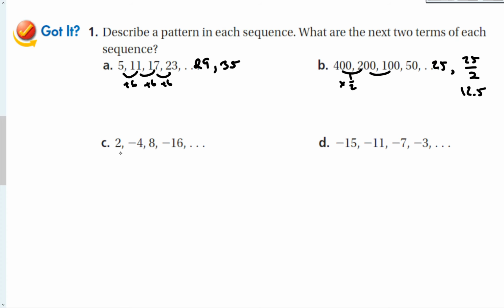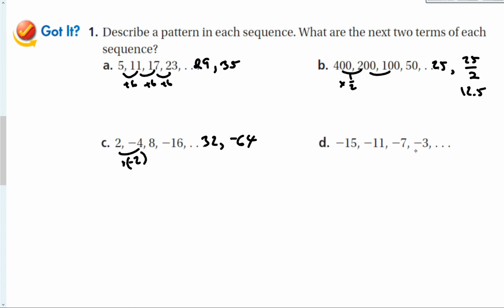matter. When we look at this function right here, we notice that it's switching from positive to negative to positive to negative. That is a big indication that we're multiplying by something. Because if we're just subtracting, the answer would stay negative. Okay, and we can see that this is going to be times -2 for each one. So this would be a positive 32 and then a negative 64.